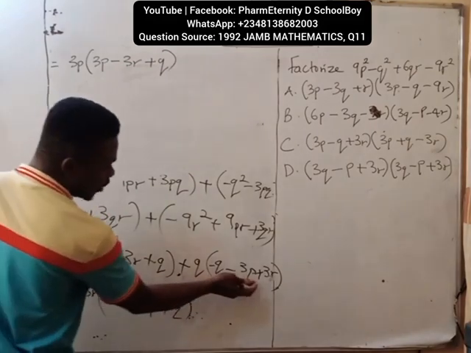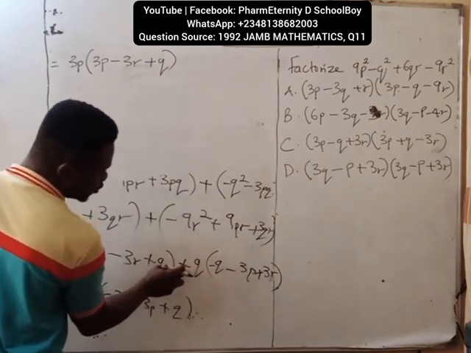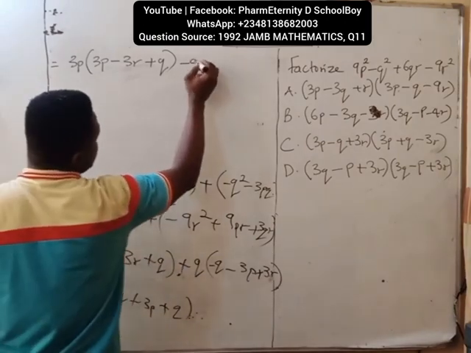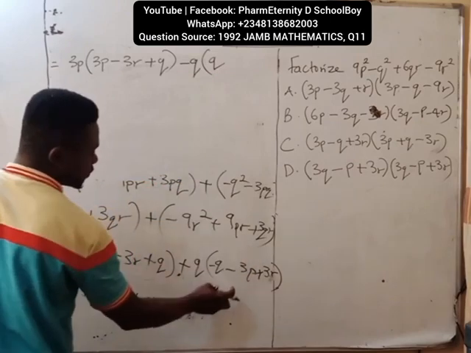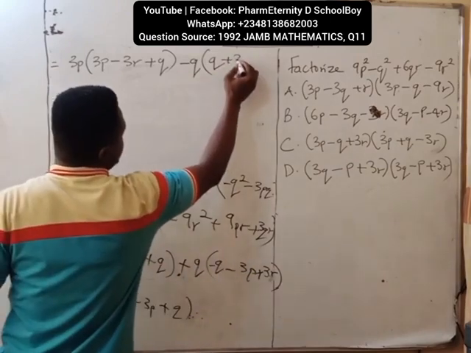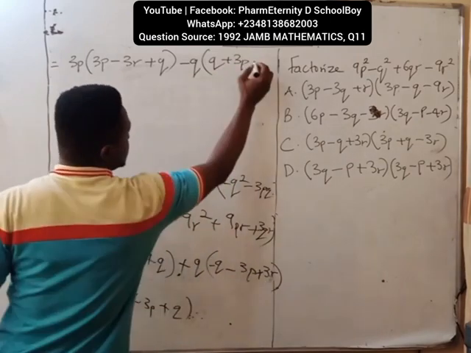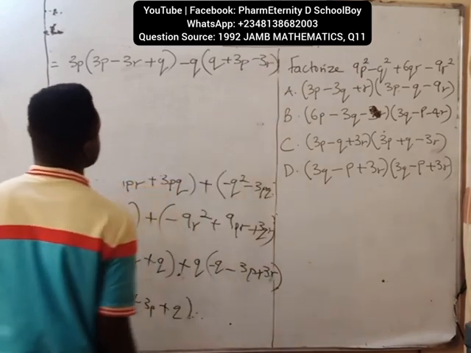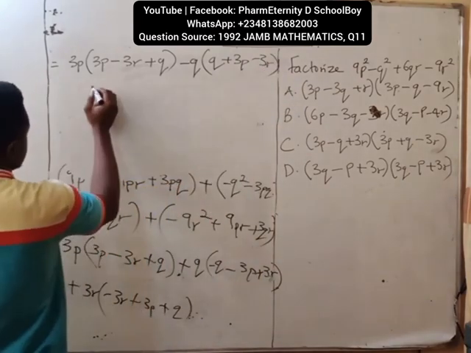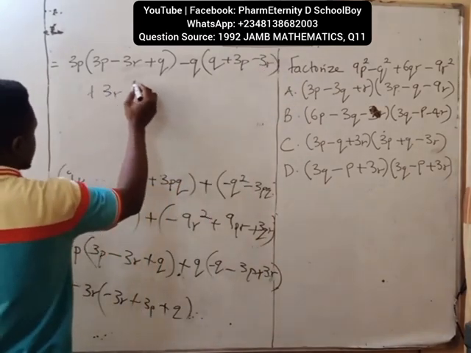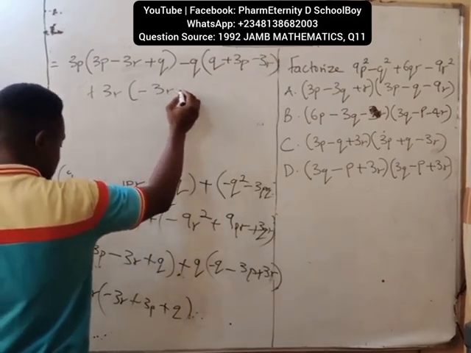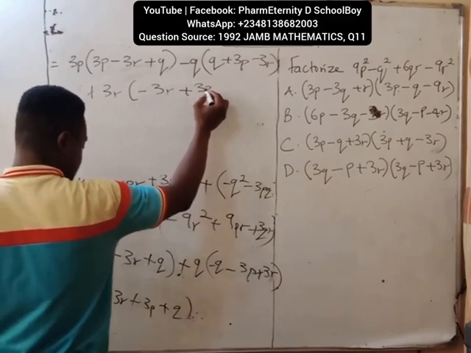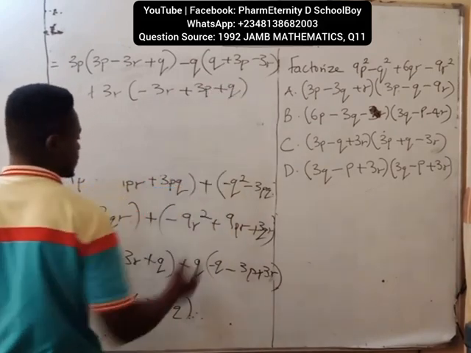Now if you factor out the negative sign here, this place will turn to negative. So we have minus q. In the bracket, q will turn to positive. This will turn to what? Positive. This will turn to what? Negative. Then plus 3r, minus 3r in bracket, minus 3r plus 3p plus q.